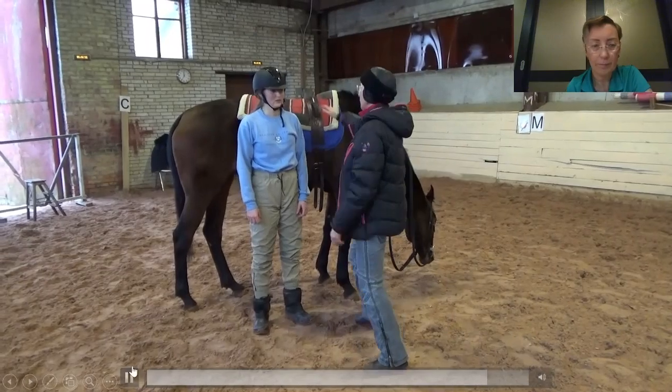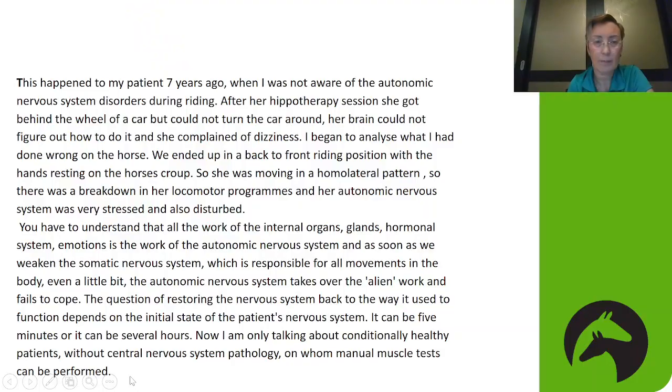Why has it gone? Because the body... I was in this situation 7 years ago, and 7 years ago I didn't know about these effects, and 7 years ago I began to find out why it happens, and it happened with my patient.